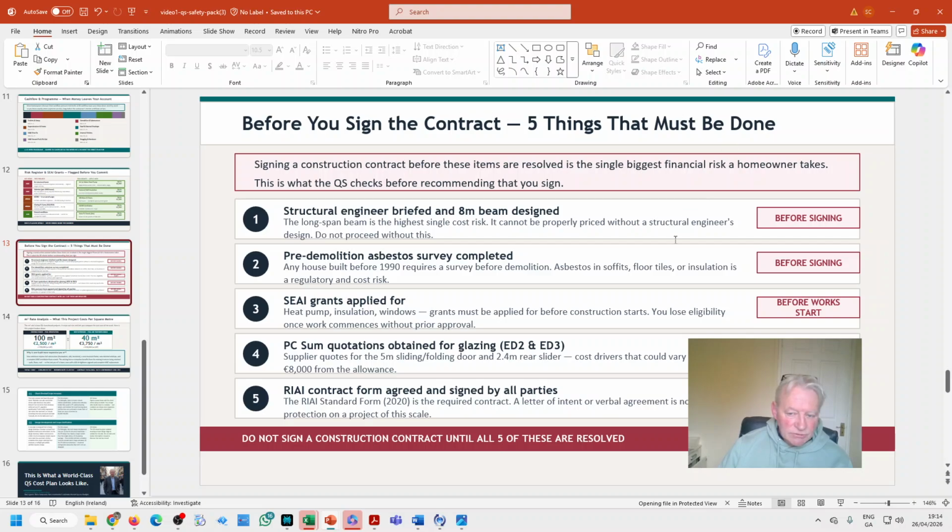Okay, so before you sign the contract, and this is why this goes beyond a cost plan, this is a preparation package. You need a structural engineer, you need your asbestos report, you need your grants applied for, you need PC sums to be aligned, and you need the right contract signed by everybody before starting works. Please do these 5 things.